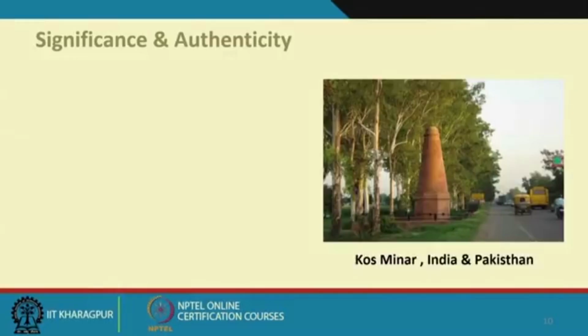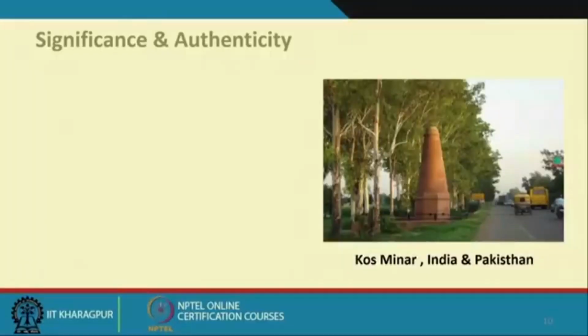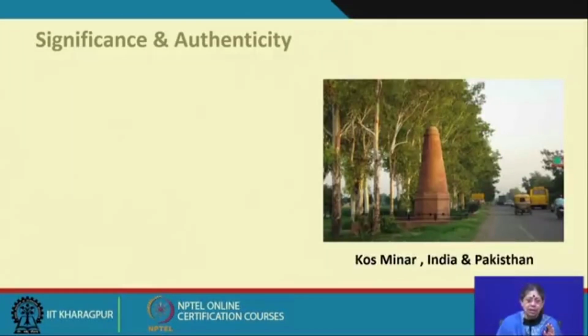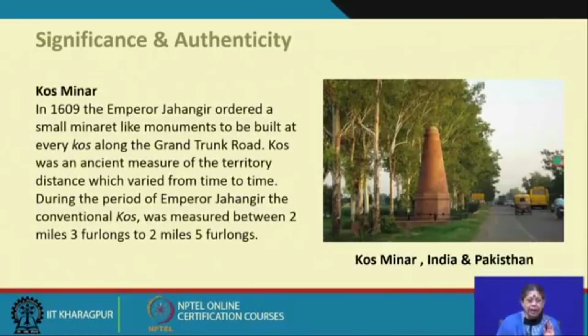I will take an example which is not a World Heritage Site, but tries to explain the relationship between value, significance, authenticity and other things. This is Coast Minar. Coast Minars are there in India and Pakistan. They are there along the roads. What are they? They are actually isolated structures.